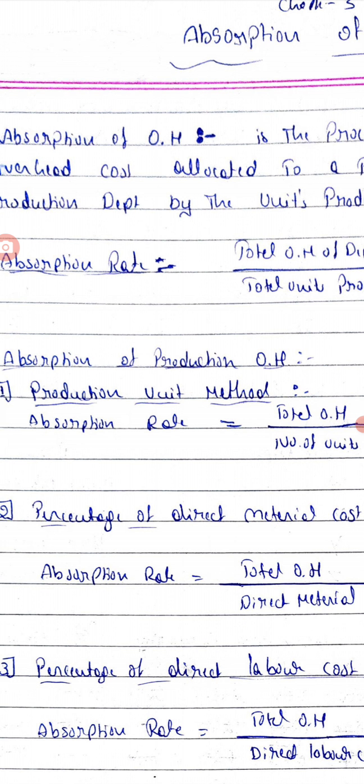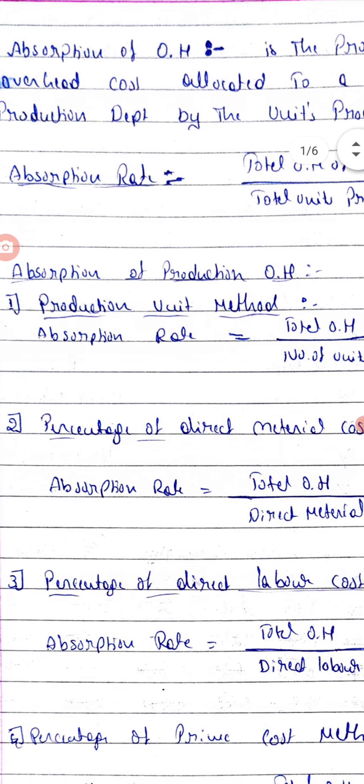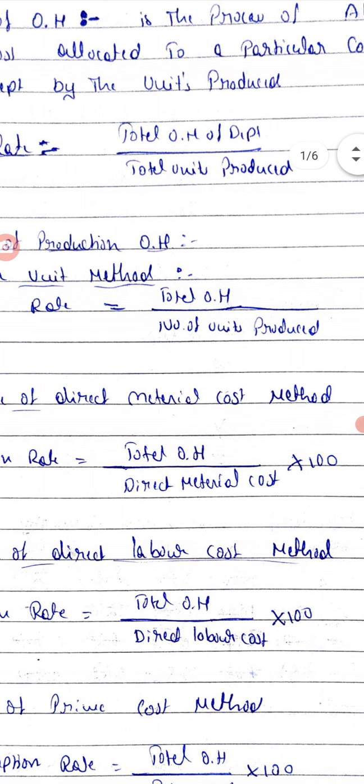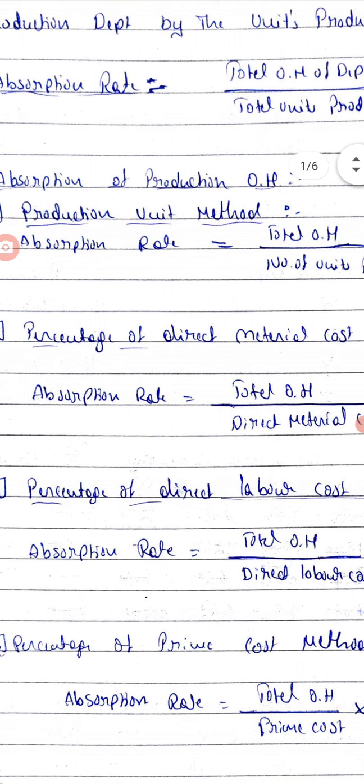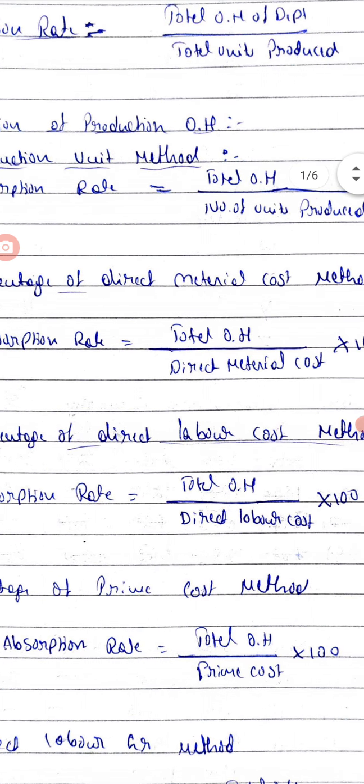formulas for your understanding. So absorption rate in general is total overhead of department divided by total units produced. So total overhead of department divided by total units produced is called as absorption rate. And then absorption of production overhead, so it is specifically given for production overhead. So production unit method, their absorption rate is total overheads divided by number of units produced. So production overheads.